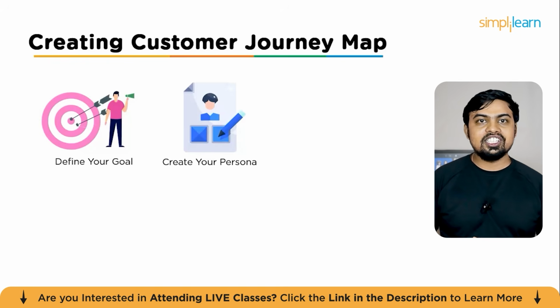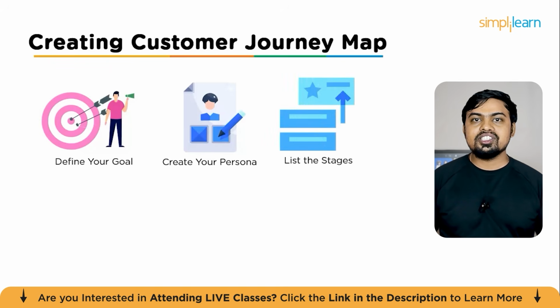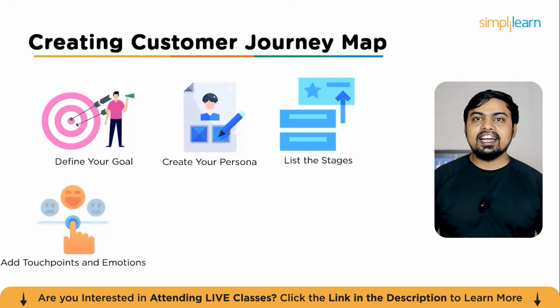Now comes step 3. List the stages: awareness, consideration, decision, and delight. And after that, you have step 4. You can add touch points and emotions. For example, watches YouTube review, curious; reads pricing page, confused; and gets certificate, and lastly, proud.